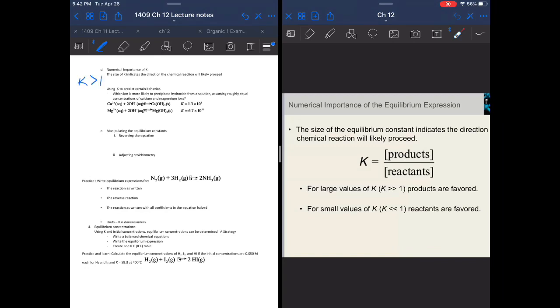So if K is greater than 1, that means that your numerator is bigger. That means we are favoring products. If K is less than 1, then we are favoring reactants, right? That means the denominator is larger. If K is about equal to 1, you have significant amounts of both. Okay, so that's what just knowing K can tell us. And it allows us to also predict some behavior.